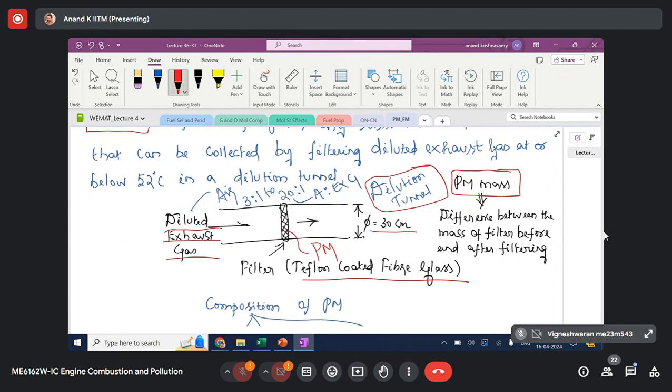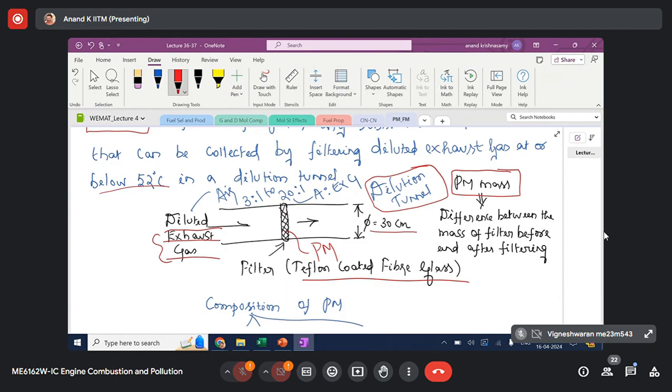So we know that the exhaust gas exists at different temperatures in the engine tailpipe based on the engine operating condition. Based on the speed and load at which the engine is run, the temperature of the exhaust gas as well as the composition of the exhaust gas is going to be different, right? Considering this, we are creating a controlled condition. We are measuring this at 52 degrees Celsius or below. That is a defined temperature at which the measurement is carried out.